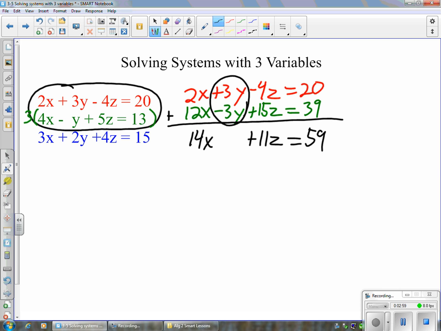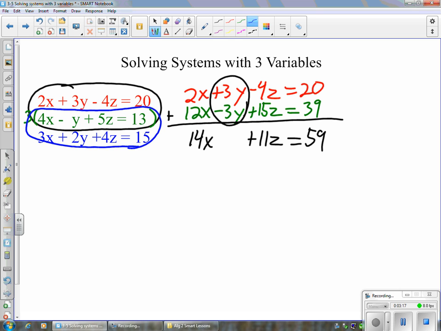Now I can't eliminate anything from that until I get another two-variable equation. So to find that, I'm going to pick two others. I haven't used this blue equation yet, so let's use that blue equation. And I think let's use the green one as well. That looks the easiest to make.